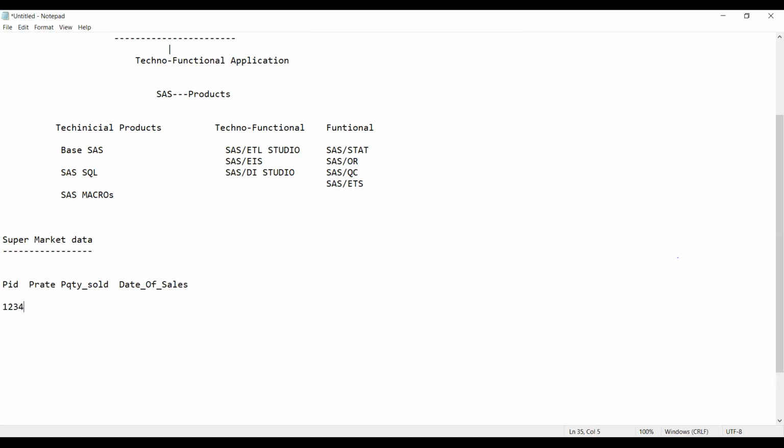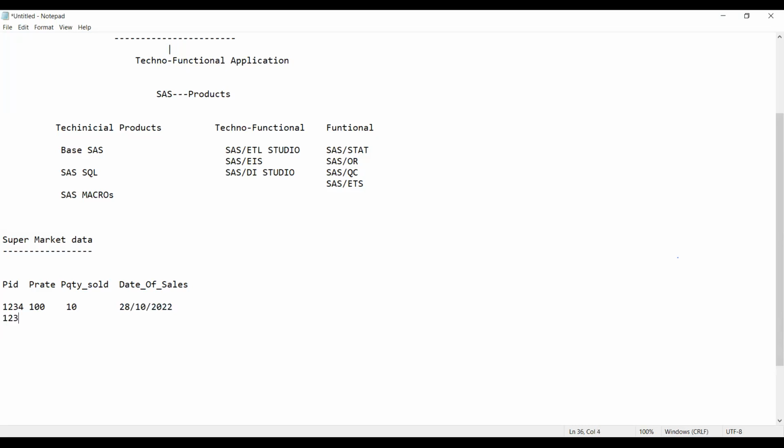1 2 3 4 is the product ID, and the rate, let us assume, is 100 rupees. The quantity sold is 10 pieces. And now the date of sales. What is the date of sales? Tell me now, guys. Let us assume the date of sales as 28 10 2022.